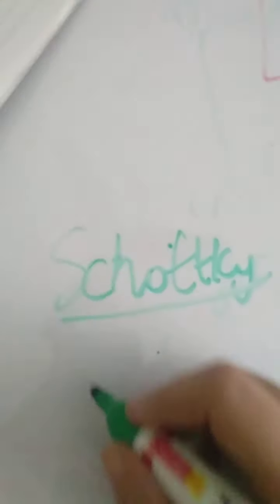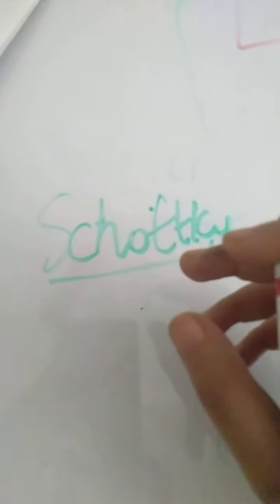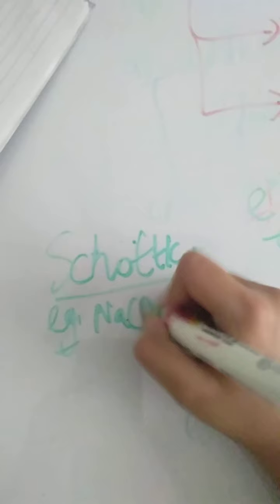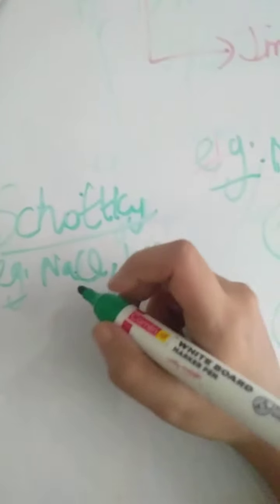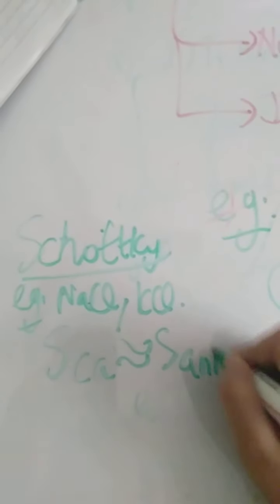Schottky defect arises if some of the atoms and ions are missing from their normal lattice sites. For example, in the case of sodium chloride and potassium chloride, and it is seen in high coordination number compounds, and ions must be of similar size, that is, the size of cation should be similar to the size of anion.